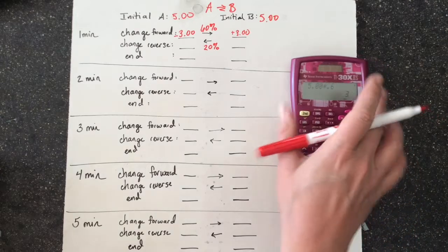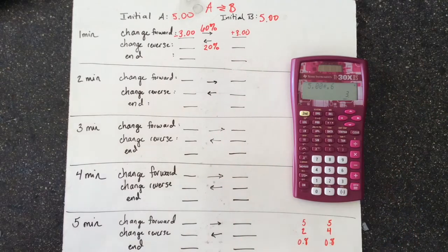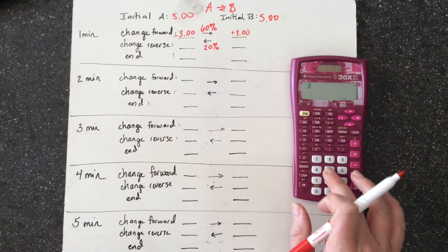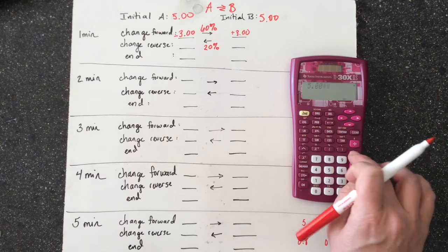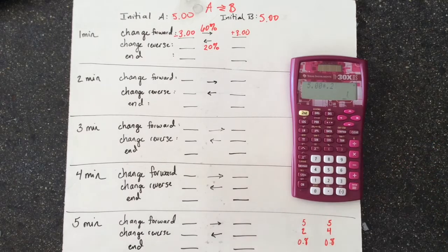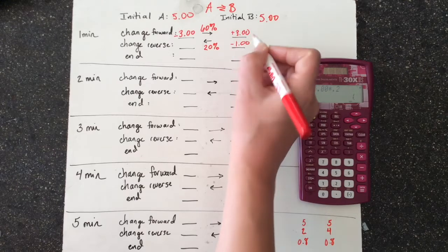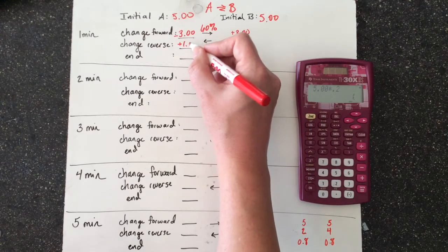Well, now let's look at B. We know that 5 moles is what we start with, and 20% of it is going to become A. So let's find what 20% of 5 is. So 5.00 times 0.2 gives us 1. So we are going to be losing 1 mole of B, but we're gaining 1 mole of A.